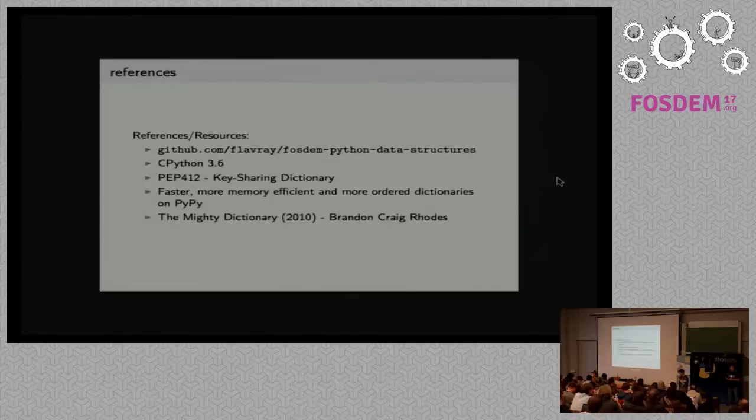And well, that's it. You can find the slides on the first link, and here are all the references that I used to make this presentation. I really encourage you to take a look at the CPython 3.6 code. Even though it's C, it might seem hard to understand at first glance, but really, it's really well documented and really easy to read. So just give it a look.